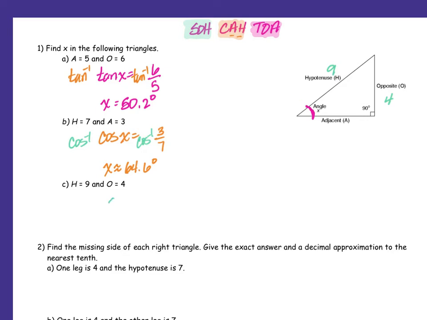So sine of x is going to equal opposite, which is 4 over 9. And I don't want sine of x, I just want x. So to undo sine, I have to do sine inverse. If I do it to one side of the equal sign, I have to do it to the other. So x is going to be approximately equal to sine inverse of 4 divided by 9, which is 26.4 degrees. Okay, is there any questions?